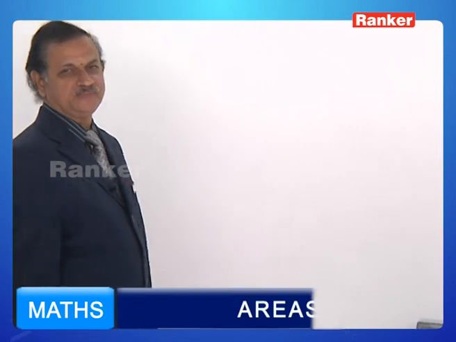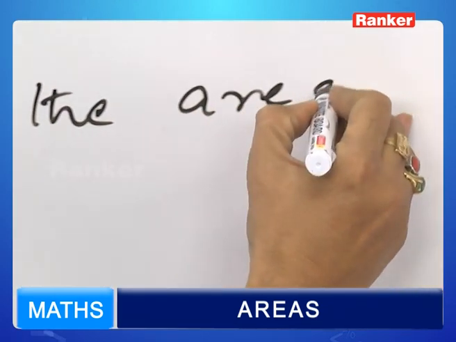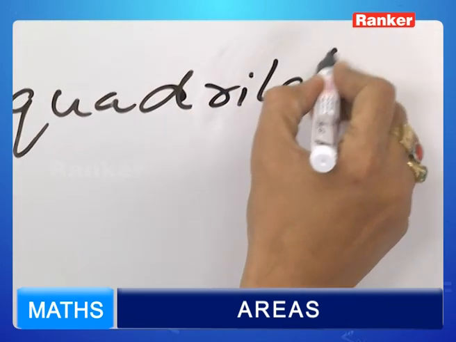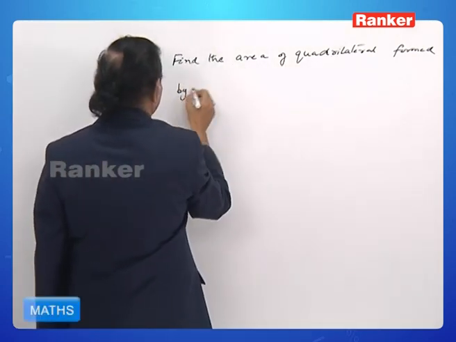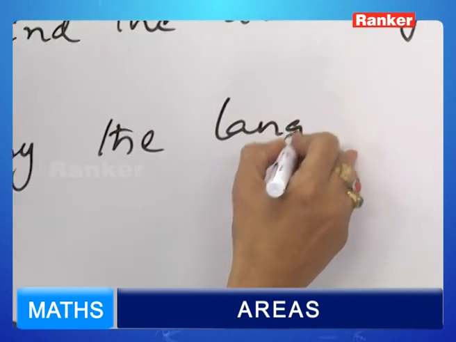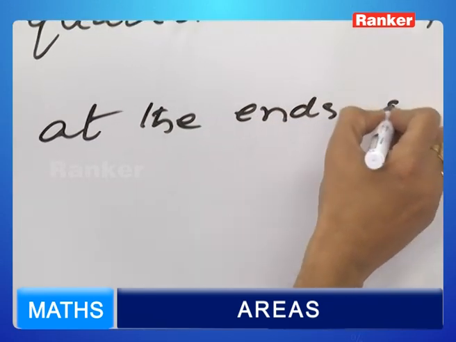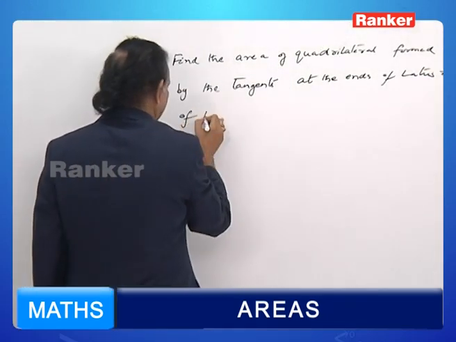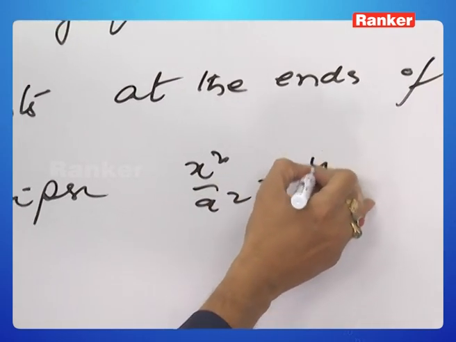The next question is, find the area of the quadrilateral formed by the tangents at the ends of latus recta of the ellipse x square by a square plus y square by b square is equal to 1.